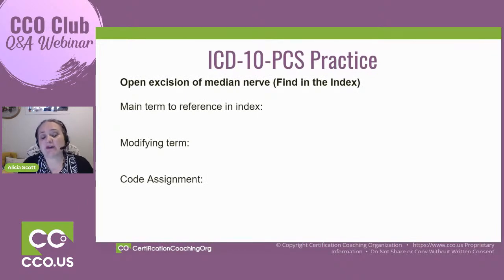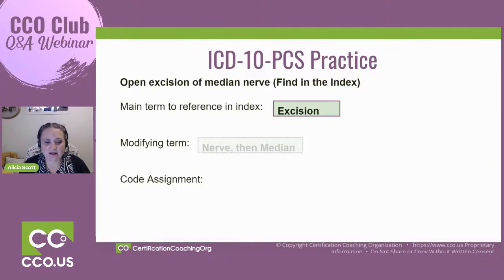What about finding in the index the code for an open excision of the median nerve? So the main term that we're going to look up in the index, and then we need to know the modifying term and then the code. So what are we actually doing? We're doing an excision. Now, we remember what the excision means. And then the modifying term is nerve. Then, so we're going to look up excision, then we're going to look up nerve.